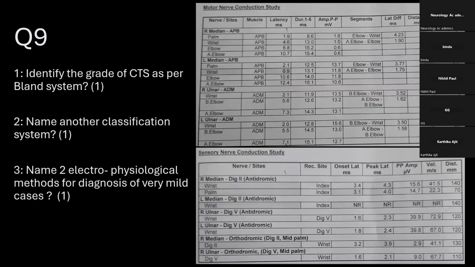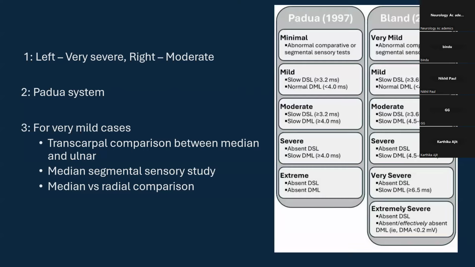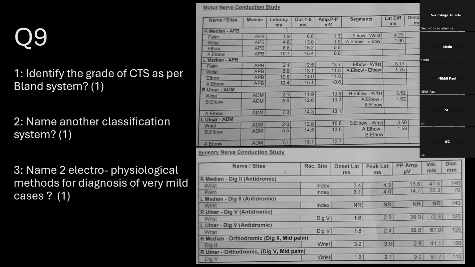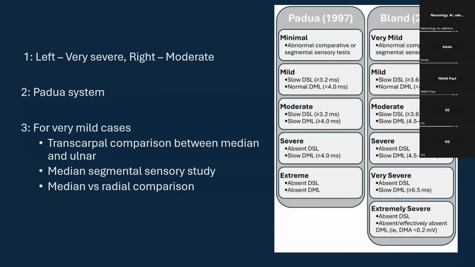So the next question was to identify the grade of CTS. The two systems we commonly use are the Padua system, which is outdated, and the Bland system, which we commonly use. See in this table, for very severe, there should be absent sensory parameters with a prolonged motor latency of more than 6.5. As seen in this one here, on the left side median, the SNAPs are not recordable, and the CMAP from the wrist is 6.9, definitely more than 6.5. So left we have a very severe, and right there are prolonged motor and sensory latencies, which makes it a moderate. So left very severe and right moderate.